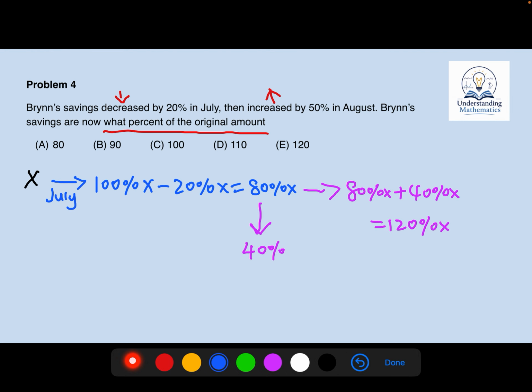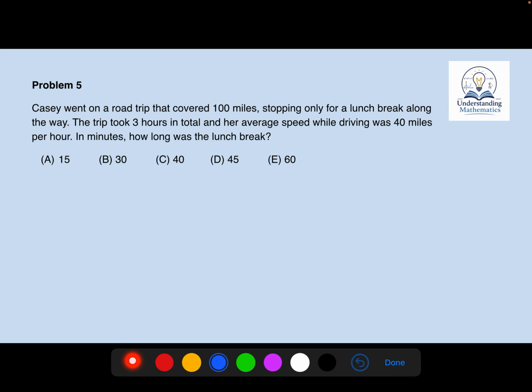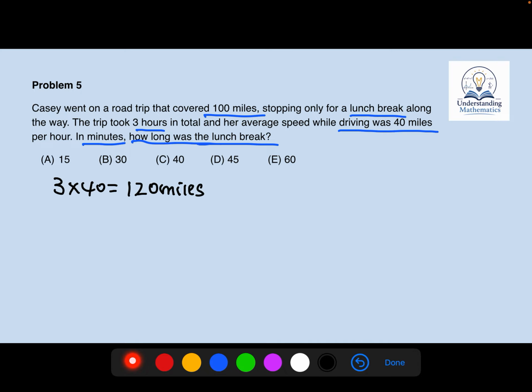Now let's go to the next problem. Problem 5. Cassie went on a road trip that covers 100 miles, stopping for a lunch break. It took her 3 hours in total, and her average speed while driving was 40 miles per hour. In minutes, how long was the lunch break? So, it took her 3 hours while driving 40 miles per hour. That would give us 120 miles. So, she would be able to drive 120 miles without taking the lunch break.